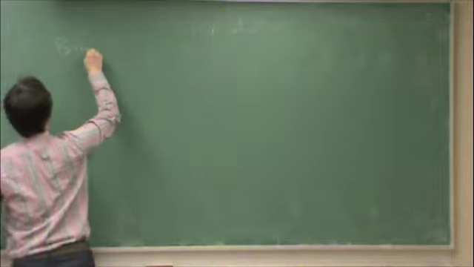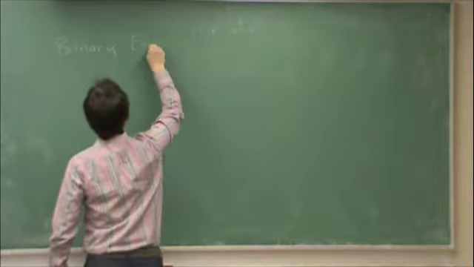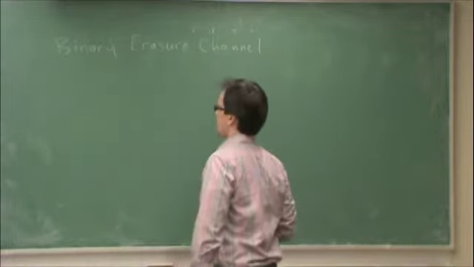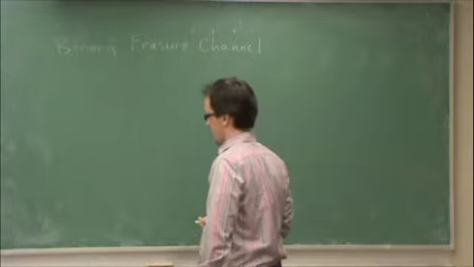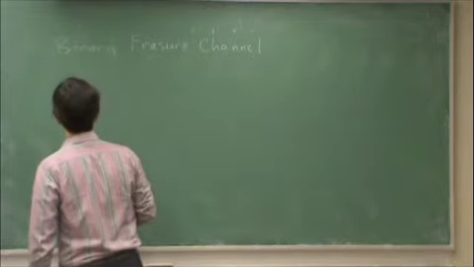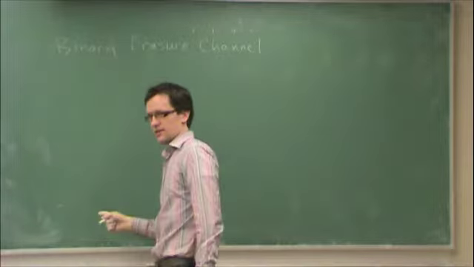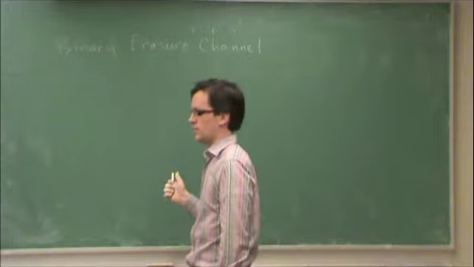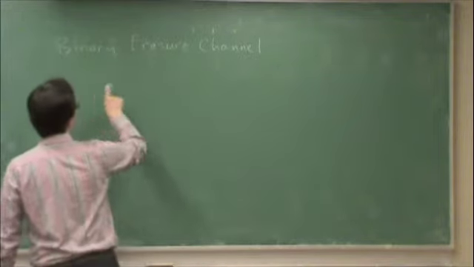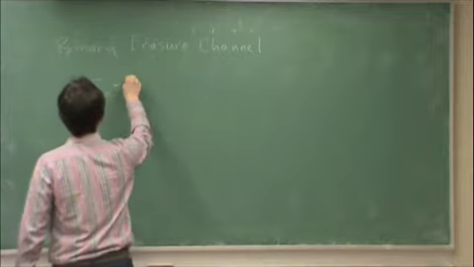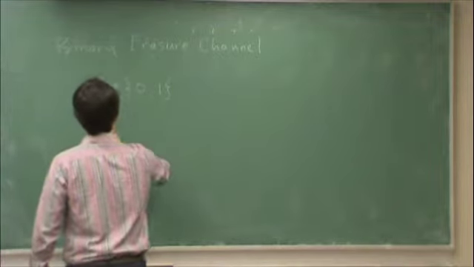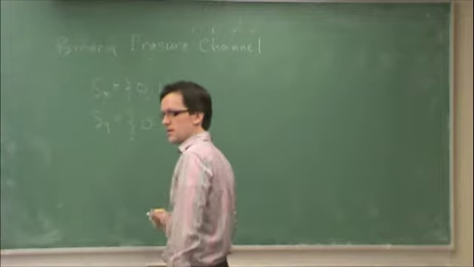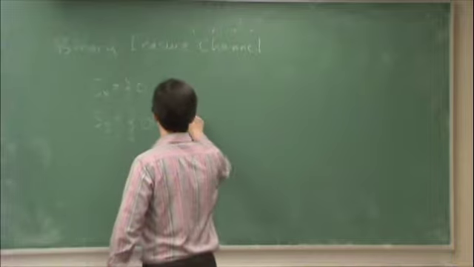Binary erasure channel. By the way, we will generally write discrete memoryless channels with the elements of Sx on the left, the elements of Sy on the right, and arrows indicating what transitions are possible. So here, in the binary erasure channel, Sx is binary. Sy is not binary. It contains the binary elements, but it also contains a special symbol E.